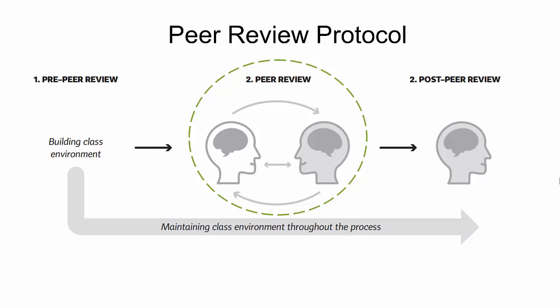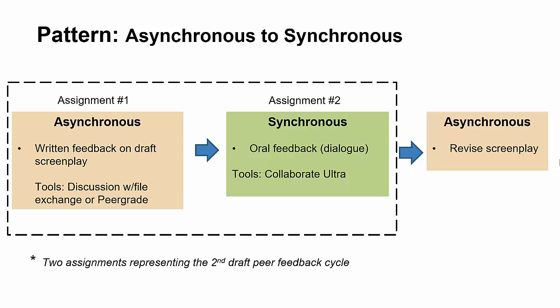These assignments primarily focus on the second step, the peer review itself. The final step involves the revision process. Here is a visual showing the written and oral feedback steps within the box with the dashed lines. Assignment 1 takes place asynchronously. This is written feedback on the draft, followed by assignment number 2, taking place synchronously and collaboratively. Finally, after these 2 assignments, the third protocol step, revision, takes place. The next slide provides some key pedagogical elements.